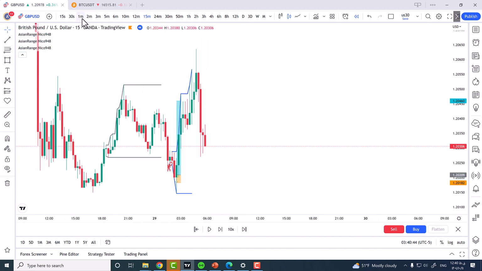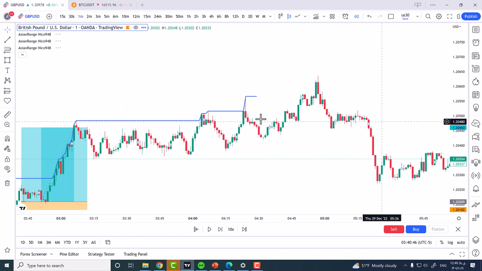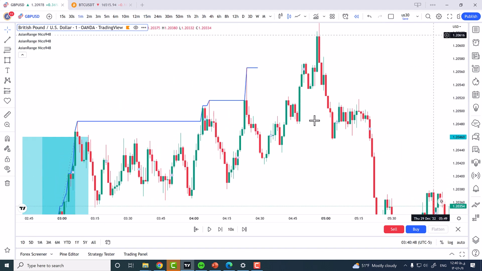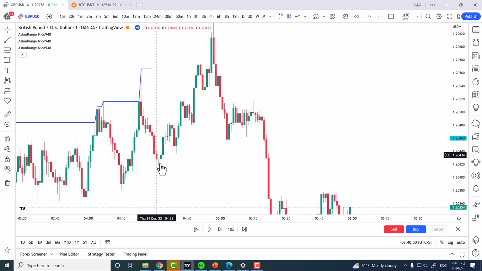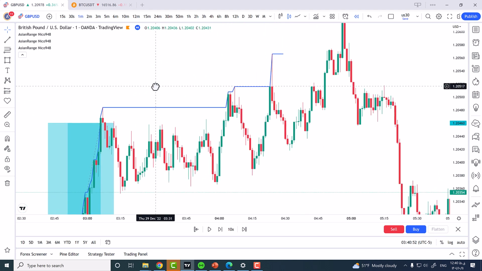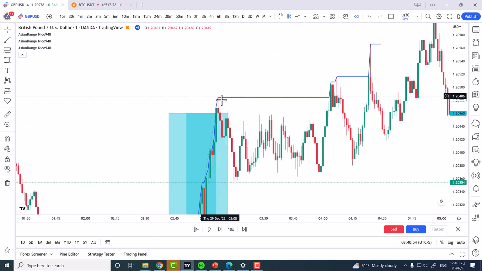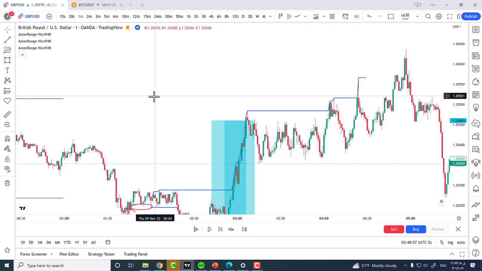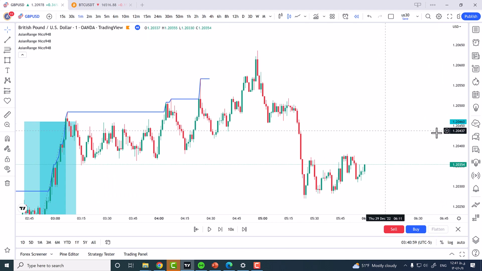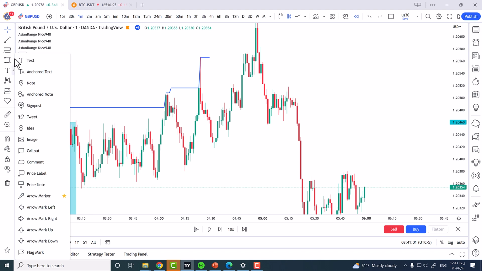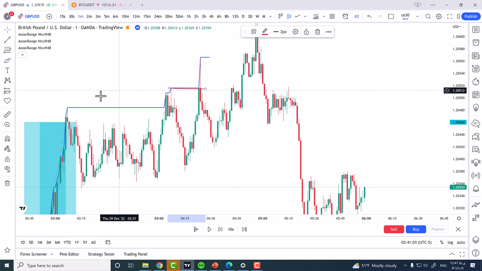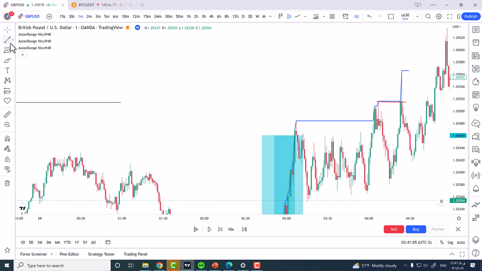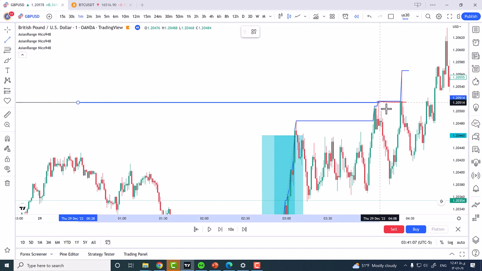Here it grabbed the high of Asian session. We are going to see if we get stop losses. Here we don't have any stop loss at all, and it is a wonderful trade. Let me see that. It's the Asian session. It grabbed this Asian session right here. Here, let me show you. It is the line of the Asian session.